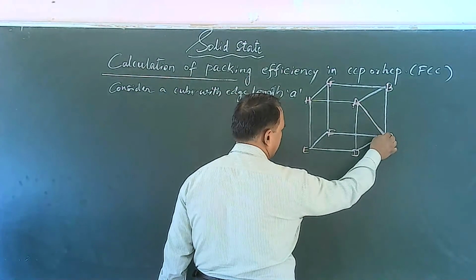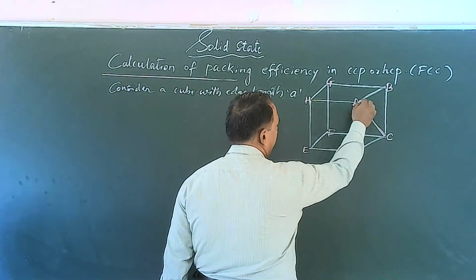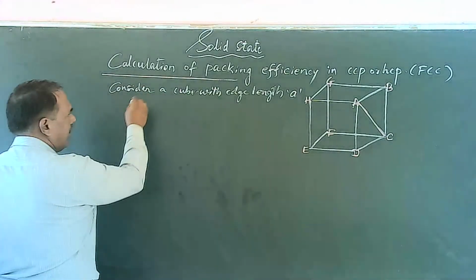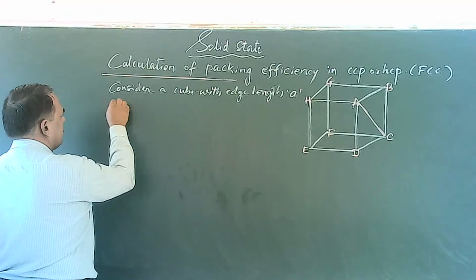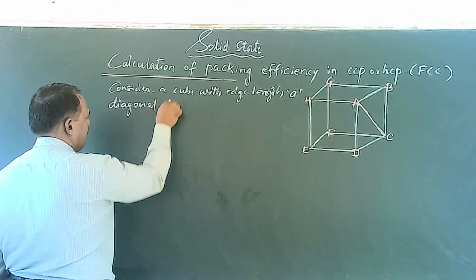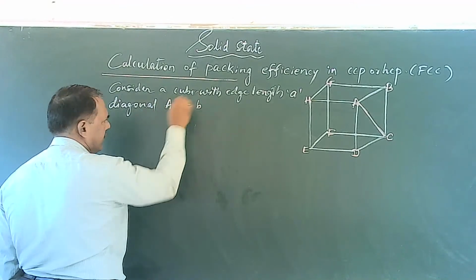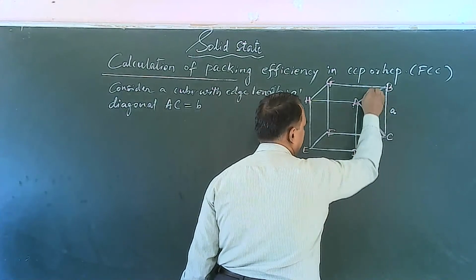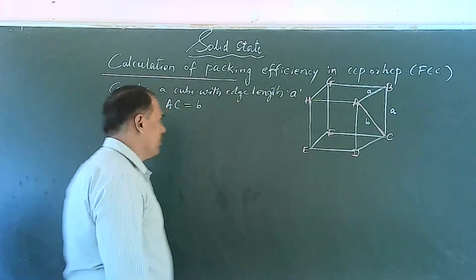Then see, this is nothing but the diagonal. We have a triangle ABC. The diagonal AC is equal to B. We'll call this B. And these are nothing but the sides, which are A and A.